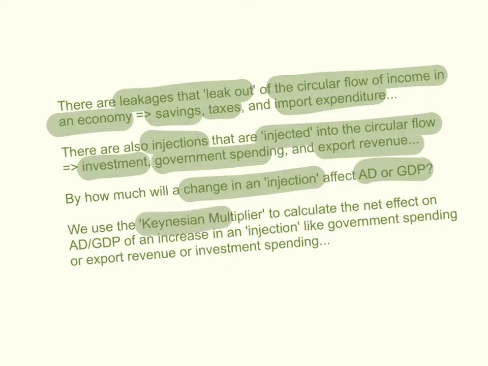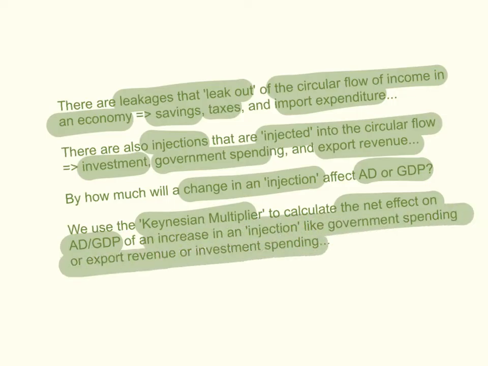We use the Keynesian multiplier to calculate the net or the final effect on AD or GDP of an increase in an injection like government spending, export revenue, or investment spending. Usually when an injection is made into the economy, you'd expect aggregate demand to just increase by the amount of the injection, but that's not the case. The net or final effect on aggregate demand or GDP is actually much bigger, because this injection multiplies, and that's the whole concept of the Keynesian multiplier.